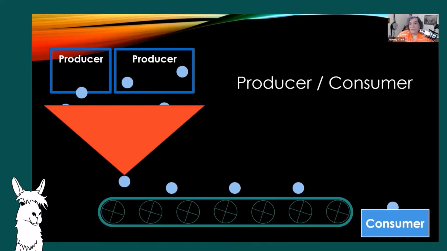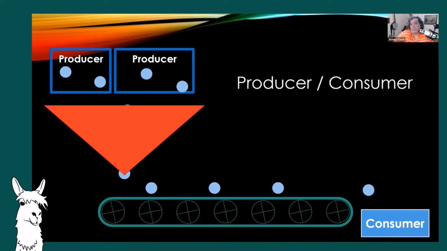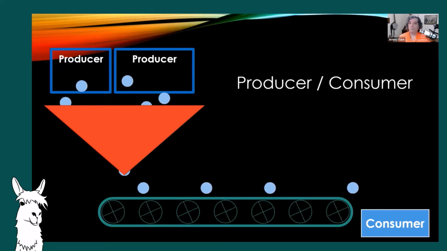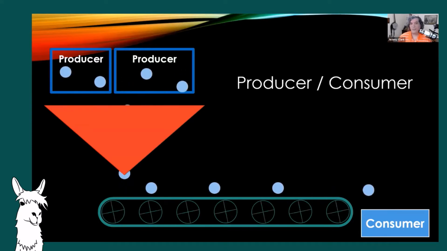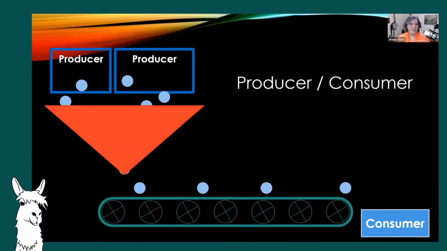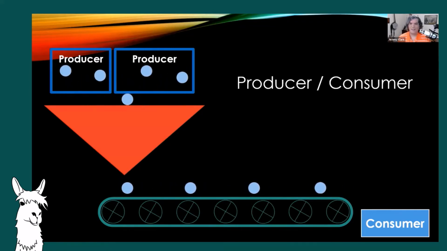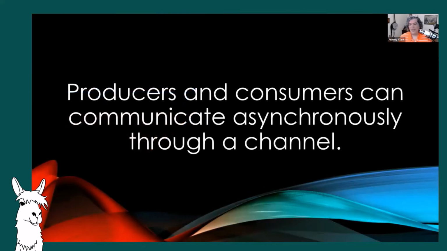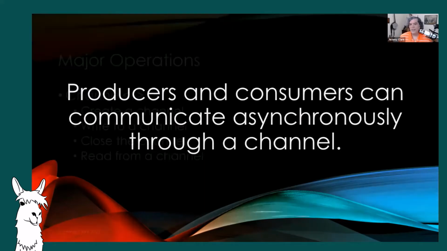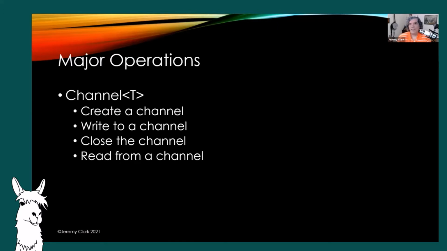But with channels, you can have multiple readers. So if I wanted to have multiple consumers running in parallel, I'm perfectly able to do that with channels as well. So it's interesting how all of this stuff fits together. Again, if we have producers and consumers, they can communicate asynchronously through a channel. That's what channels are really good at. So with that, let's take a look at the major operations. With Channel of T, we'll need to create a channel, then write to the channel, close the channel when we're done with it, and read data off of this channel.